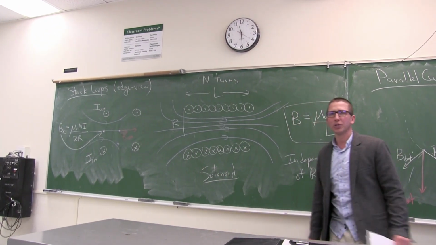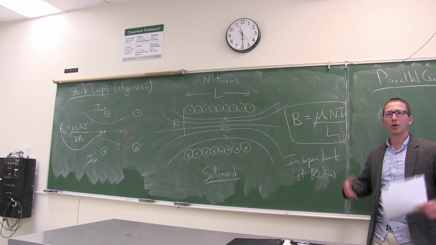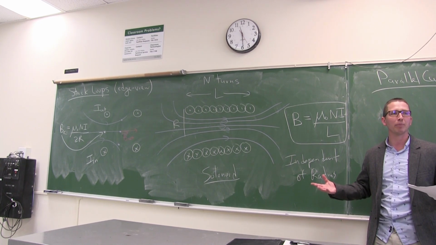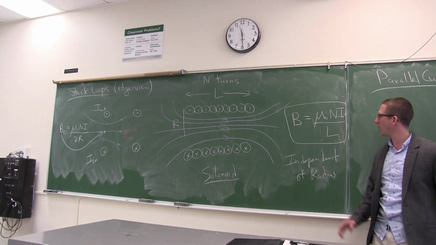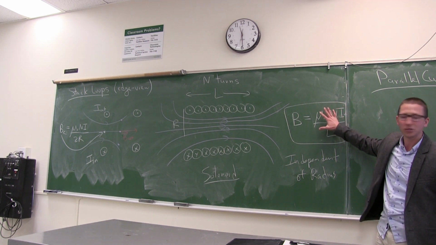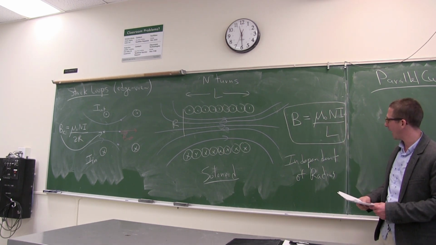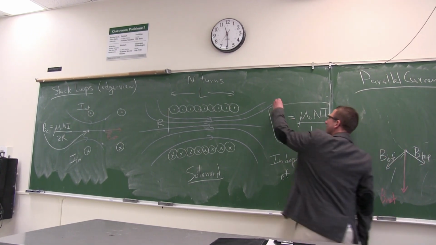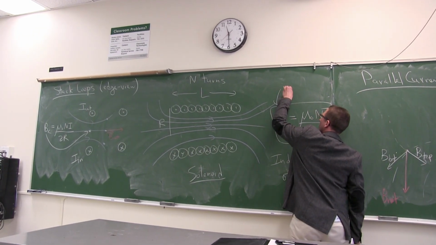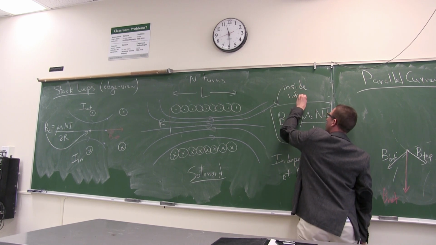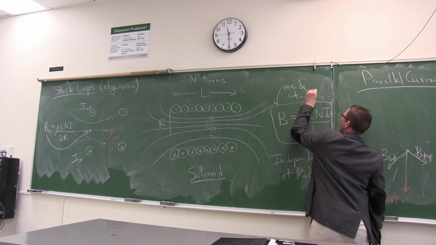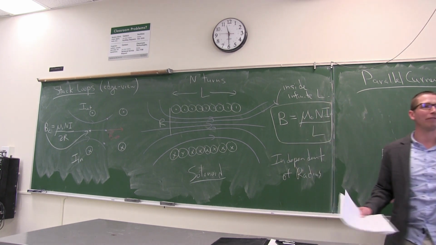So those contributions, you have more current to produce a magnetic field, but you're farther away. Those contributions perfectly balance each other out, and you get a constant field when you're inside the solenoid. So this is the amount of magnetic field when you're inside an infinite solenoid with an infinite length.